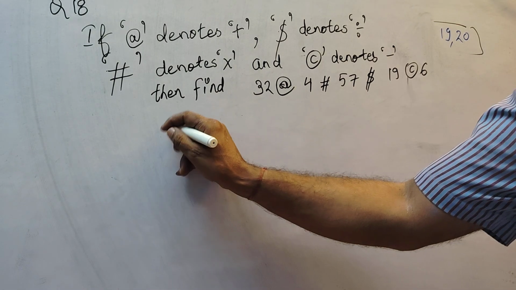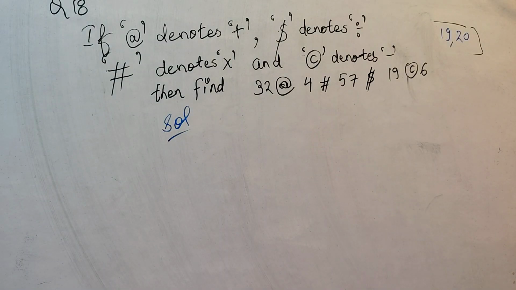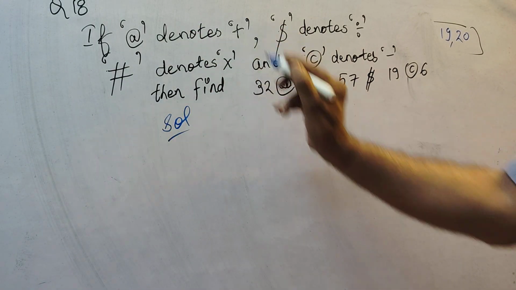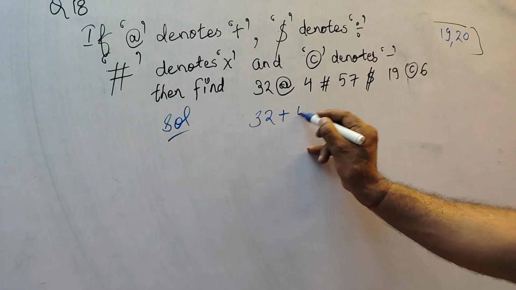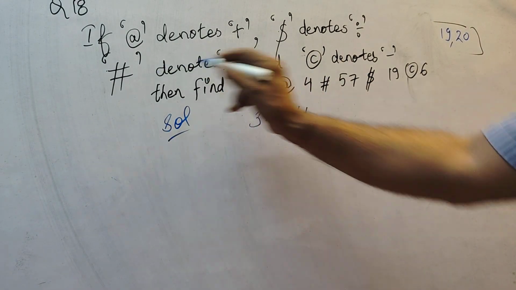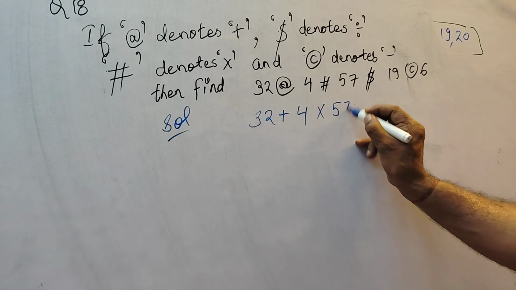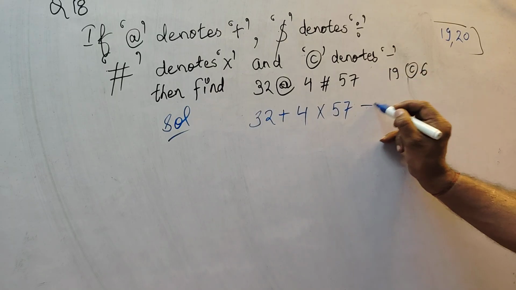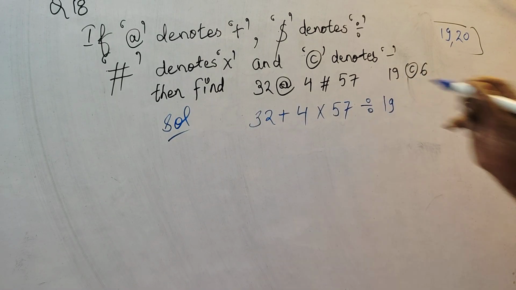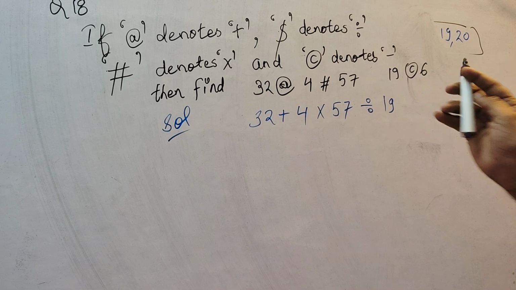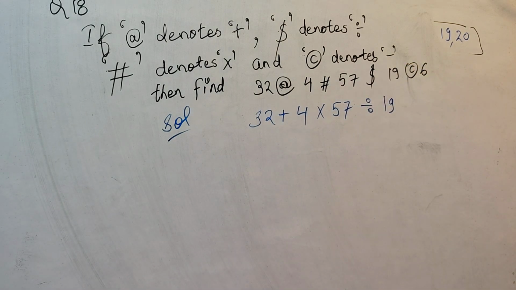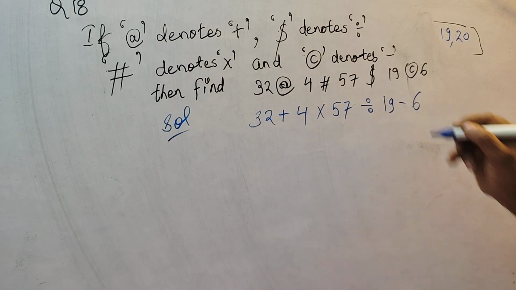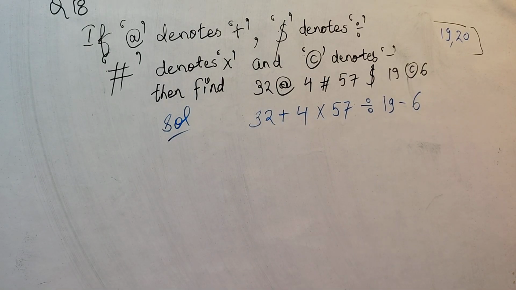So in the solution, first we interchange the sign, replace the sign with proper sign. So at the rate is denoted with plus sign, so 32 plus 4. Hash sign denoted with multiply, so we replace with multiply. Dollar sign is replaced with divide sign. And the sign in the circle denotes minus sign.